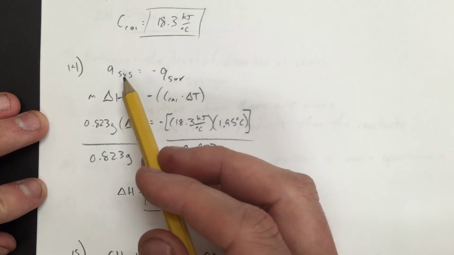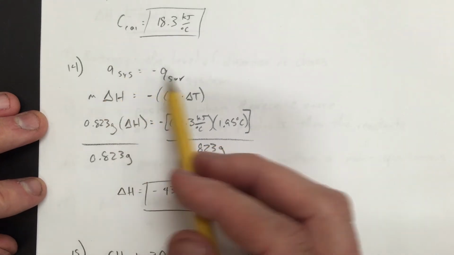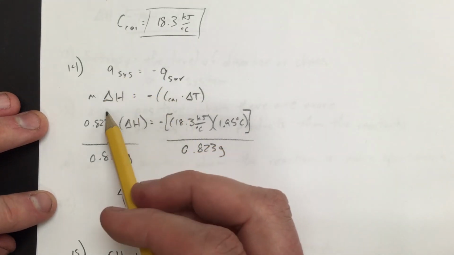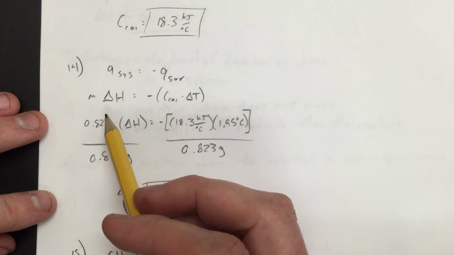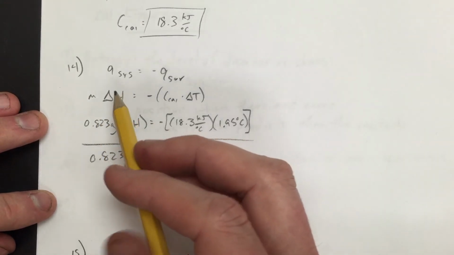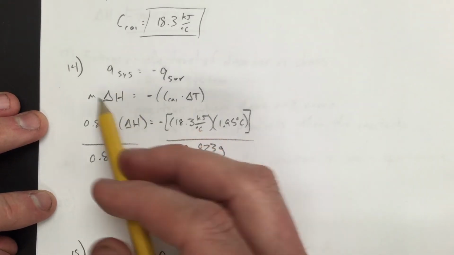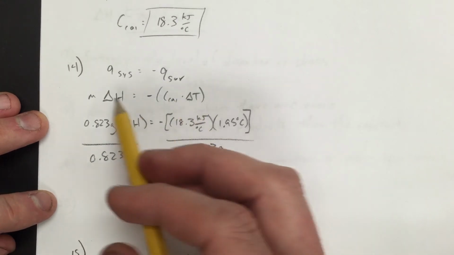Then number 14, again, it is a calorimetry problem, so we start with the same equation. And it's a combustion again. This time we're combusting PVC plastic, which you should not do unless you're in a well-ventilated area, and even then it's bad for the environment, so just don't do it anyway.